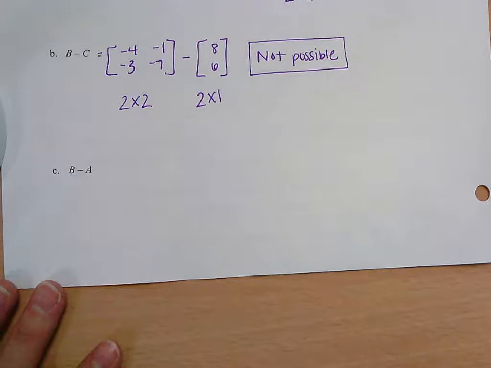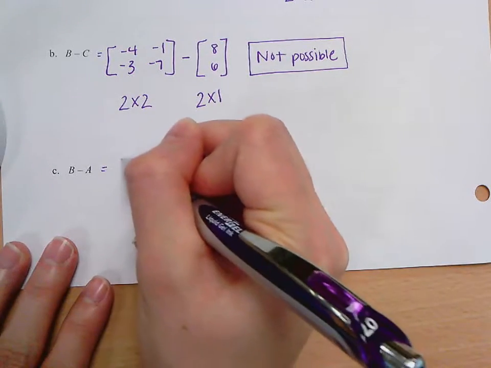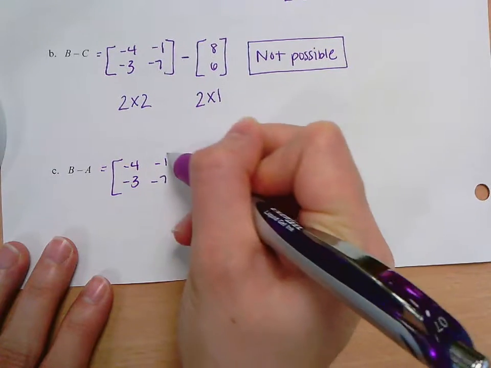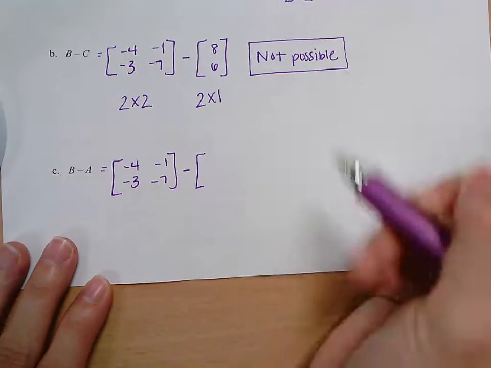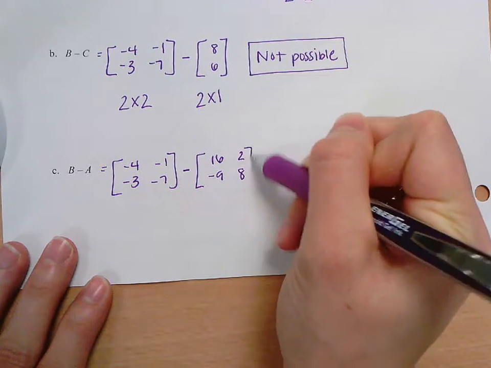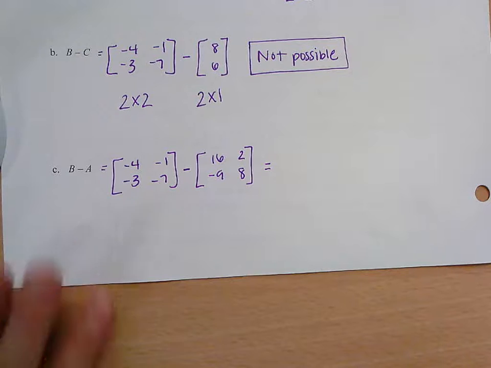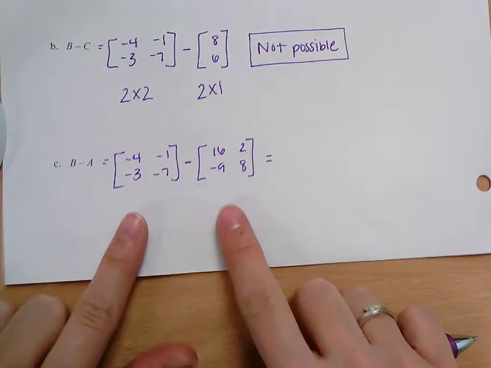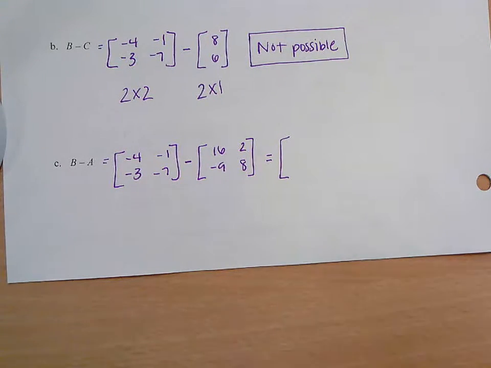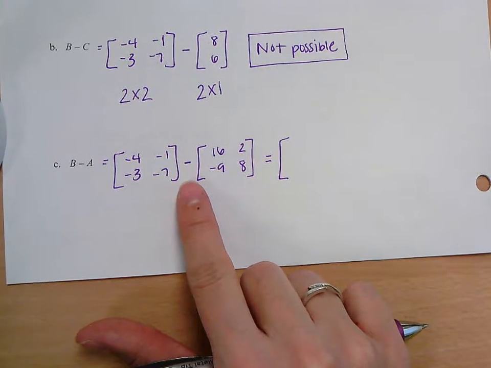All right, and then we have B minus A. And we already know A and B are the same size. Here, though, you just have to be careful with subtraction, that you carry the subtraction sign through for all of them and you don't start to just add the elements together. So I know these are both 2 by 2, so I can subtract them. Like I said, you just have to remember that you're subtracting.